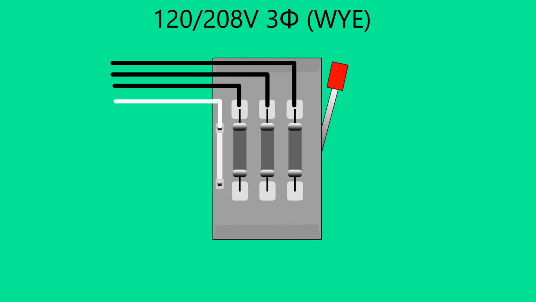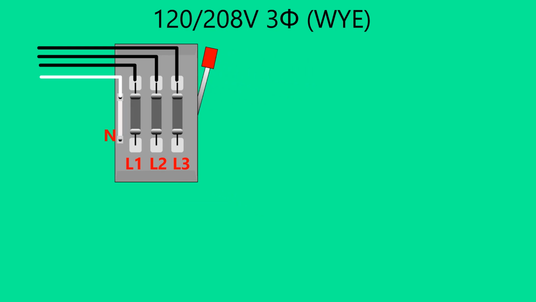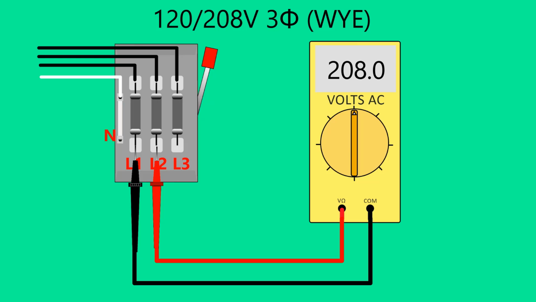The three power legs of the service are identified as line 1, line 2 and line 3. Identified here as L1, L2 and L3. The neutral connection is identified with the letter N. First, let's look at the phase-to-phase voltages. The measured voltage between any two power connections is 208 volts.